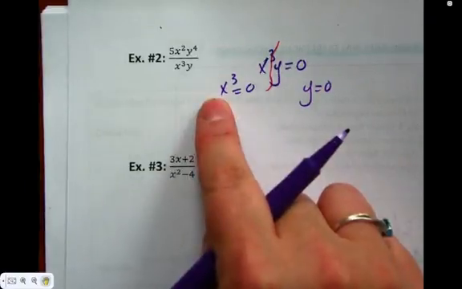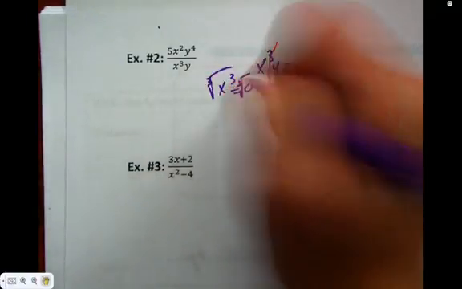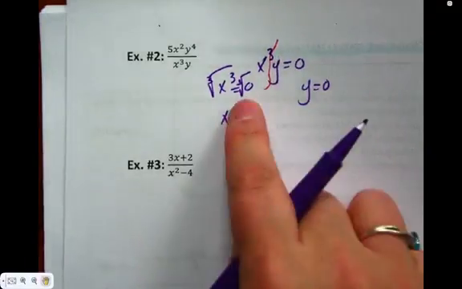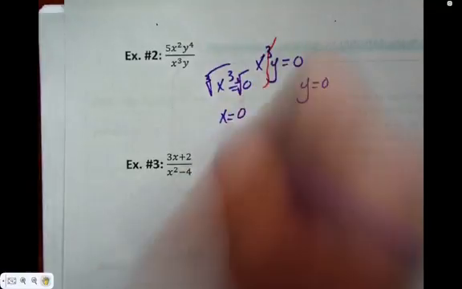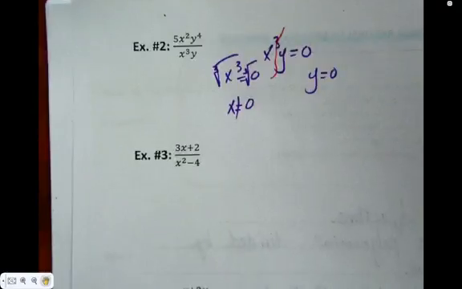How do I get rid of the cubed? What's the opposite of cubing something? Cube rooting something. And for some reason, when it's 0, it freaks people out and they don't know what to do here. What's the number times a number times a number, same number, that gives you 0 as an answer? 0. It has to have been 0. So we say x cannot be 0 is the first NPV, or the first restriction.